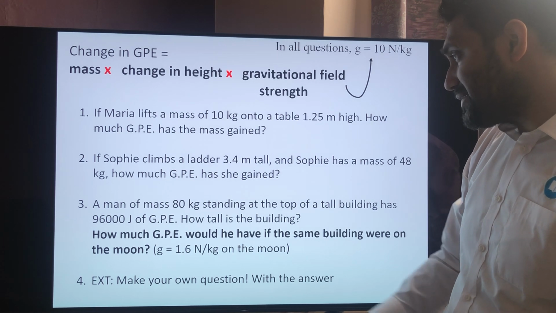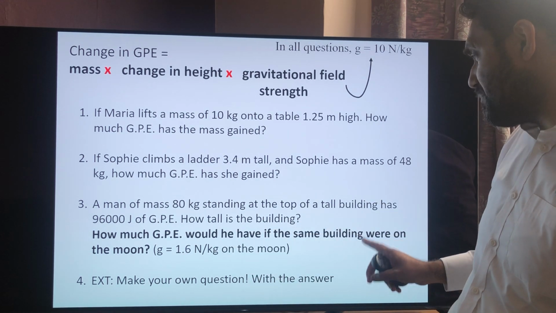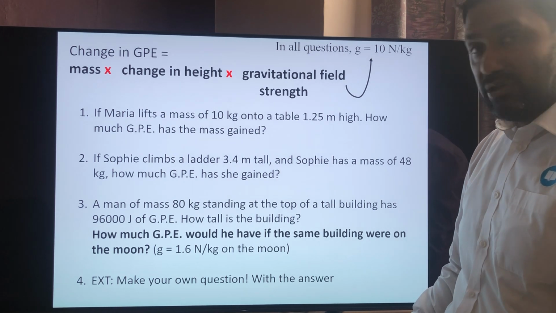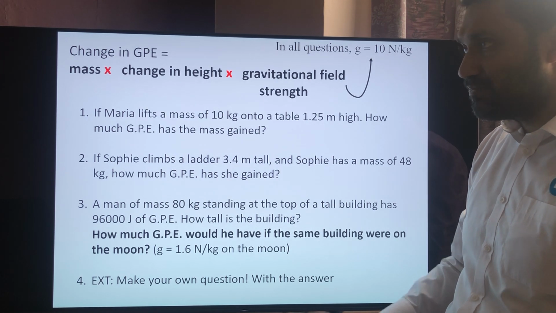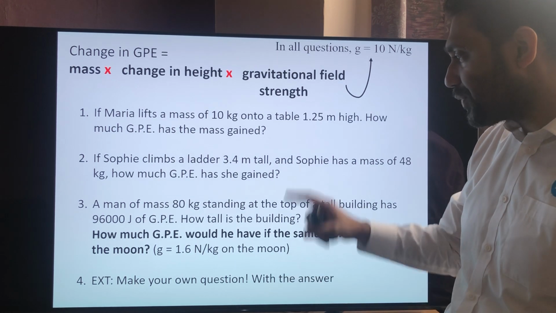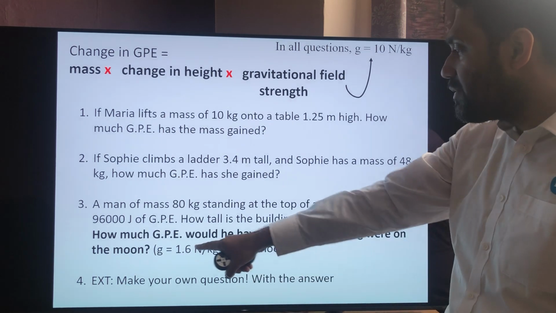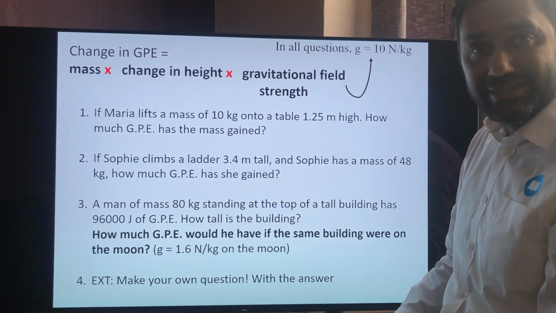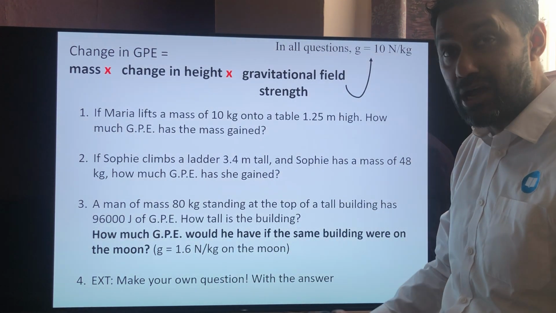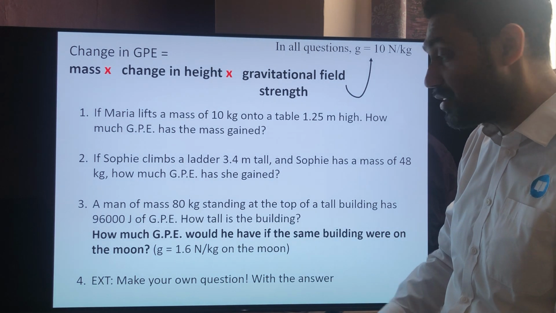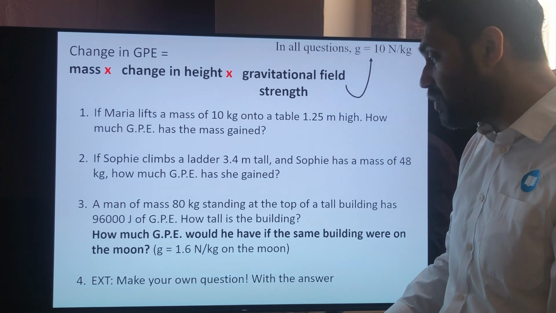The next one then, it says how much GPE would you have in the same building were it on the moon? Obviously there's not buildings on the moon, there's nothing on the moon, just boulders and big craters and stuff. But if there was a building on the moon, then remember the G on the moon is a lot less, because you weigh 6 times less on the moon because the moon is 6 times smaller than the Earth. So the G on the moon is 1.6.